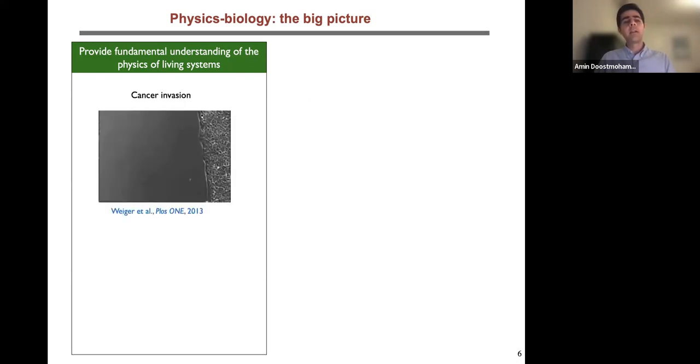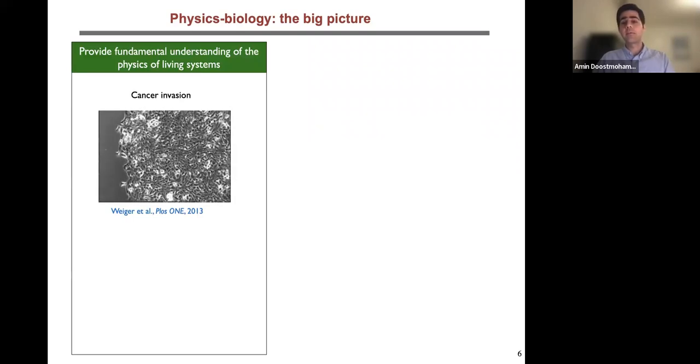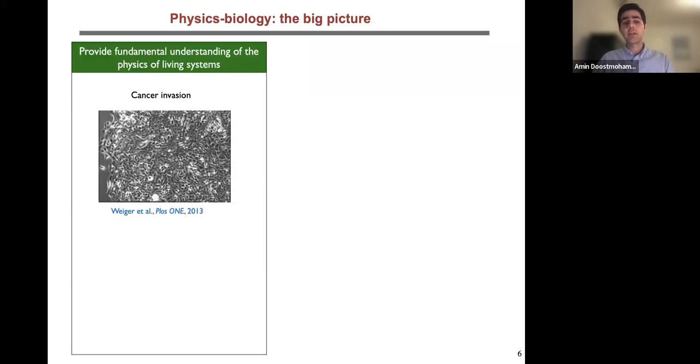For example, we now know in humans when cancer invades, more than 90% of the time it does it collectively. So there's a question of how this coordination happens.